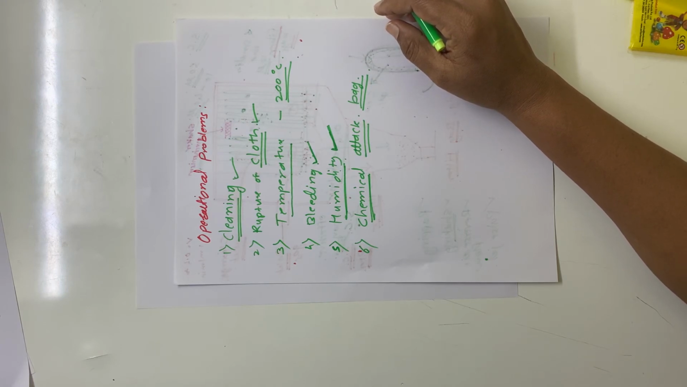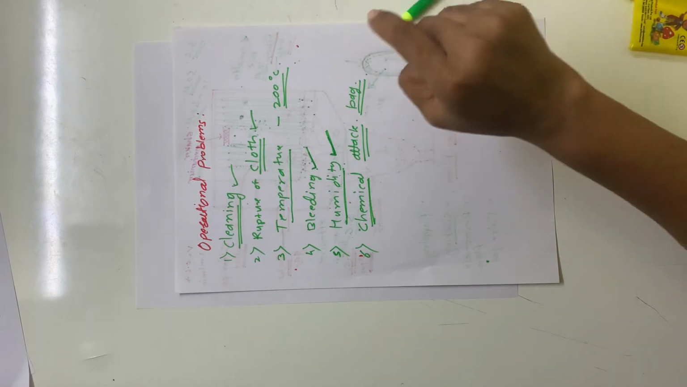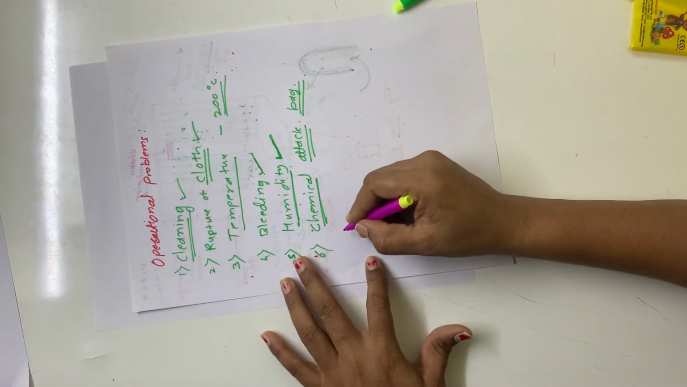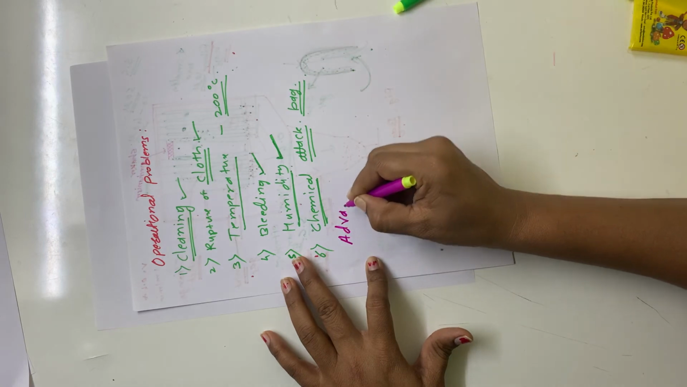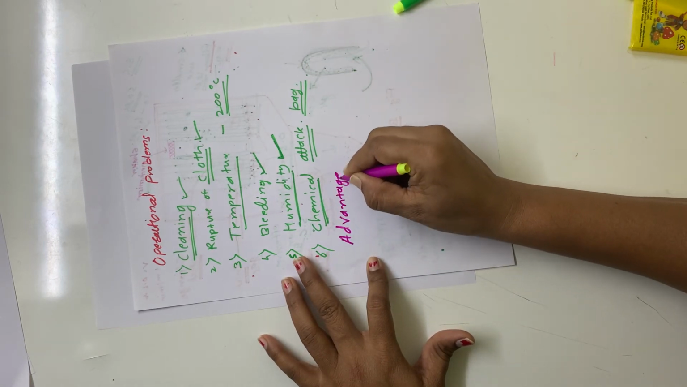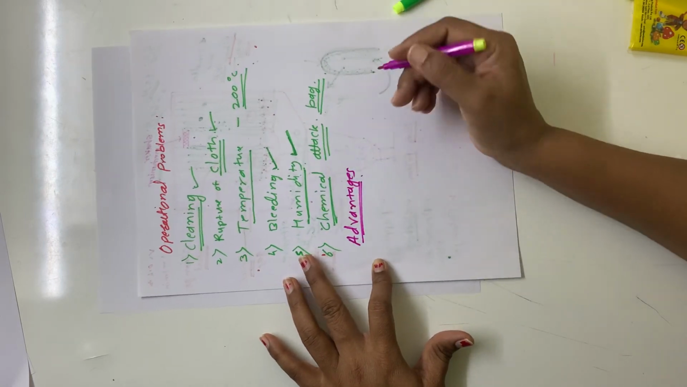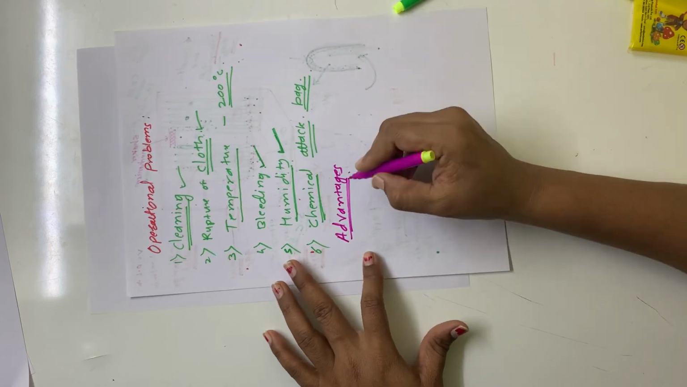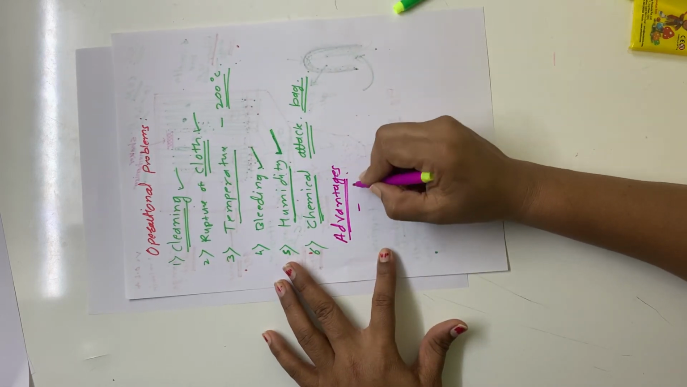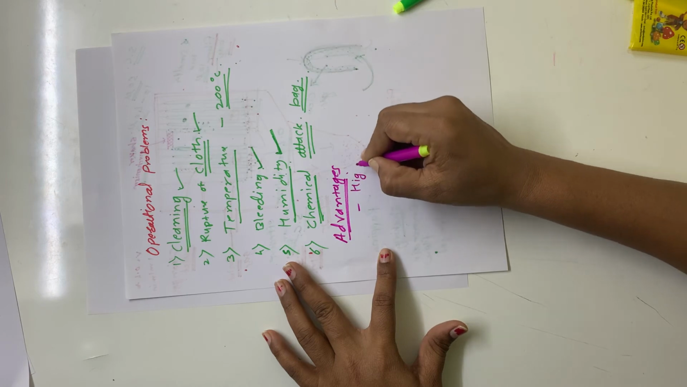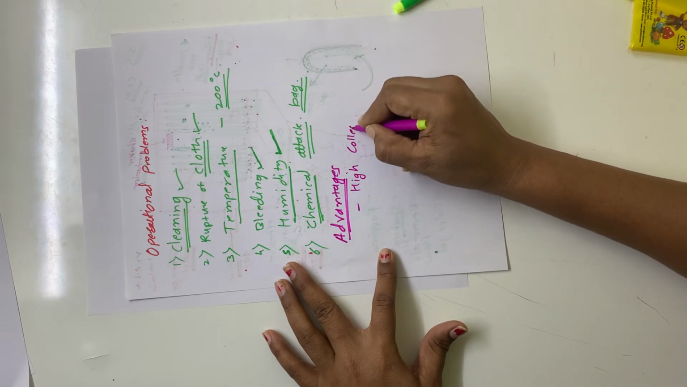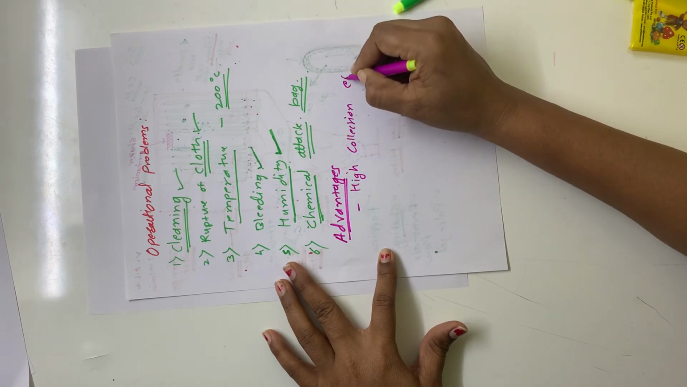Now we will discuss the advantages and disadvantages of the fabric filter. First I will briefly cover the advantages. Meanwhile, it will be a revision of whatever we have discussed just now. First advantage, high collection efficiency.